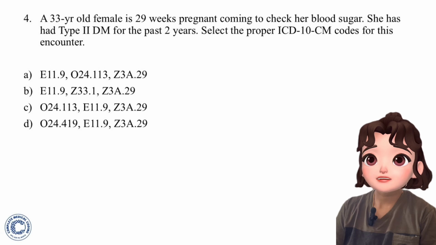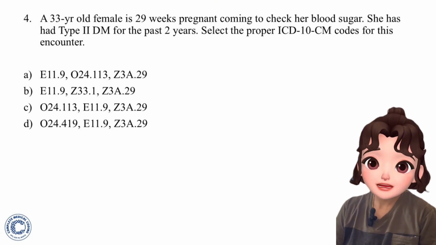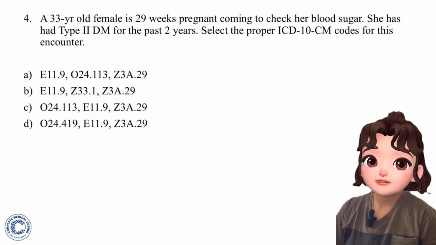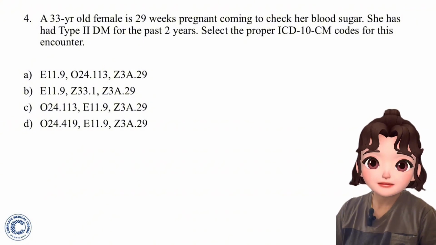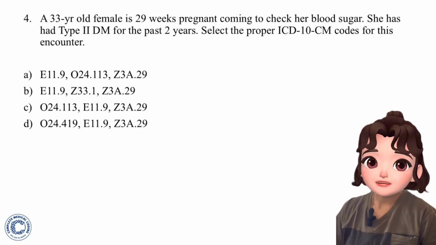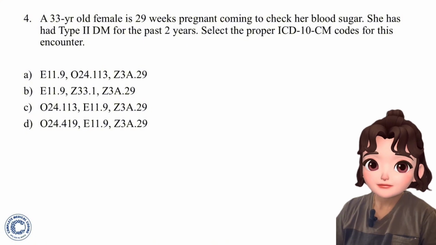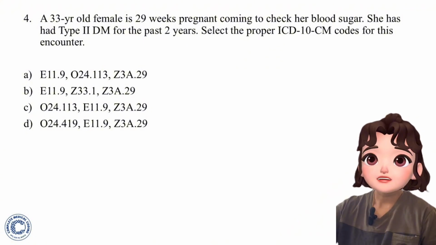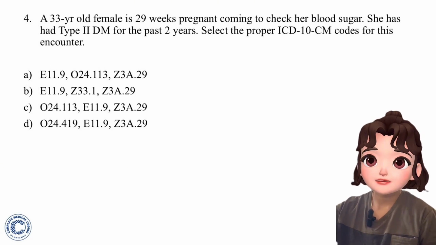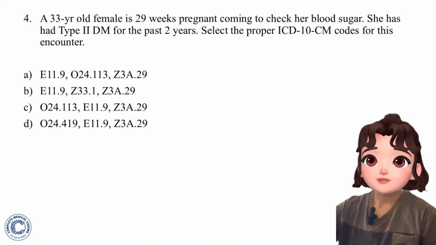So here, for pregnancy, whatever the condition is, you have to always use an O code. The O code as the primary, along with the other codes, and then the number of weeks of gestation also at the last. So the O code should be primary. So since the O code is primary, we will just go to options C and D only. We can directly skip options A and B because those are wrong. So what is option C?